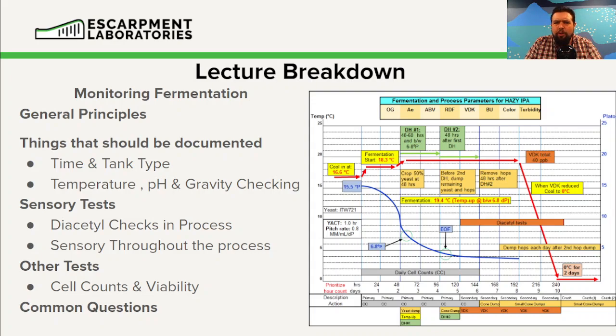So, a bit more in depth, the lecture breakdown for today. We're going to go through some general principles of quality control and quality assurance, or what we should be monitoring during ferment. We're then going to talk about time and tank type and why you should be measuring them. You'd be surprised how many breweries don't. We'll then talk about temperature, pH, and gravity checks, and why you should monitor each one. We'll talk about some sensory tests, forced diacetyl checks in process, as well as general sensory throughout the entire process. We're then going to wrap it up with some other tests and some final common questions.